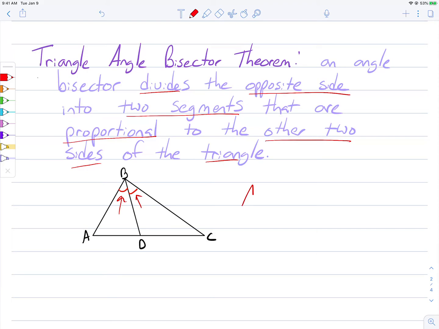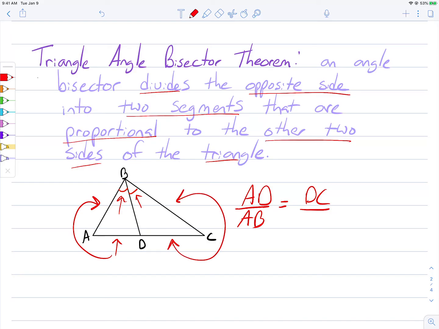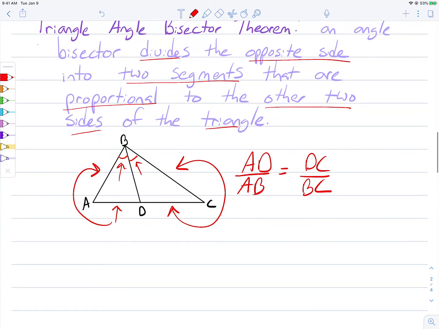If I were to write a ratio of AD, so that's one of the sides that the angle bisector cuts in pieces, to AB, so that and its companion side, would be the same as DC, which is this one right here, that other one that the angle bisector cut, and its proportional side, so BC. It's kind of like it cuts it into two triangles, and those two triangles are proportional to each other. So you can write proportions with an angle bisector also.